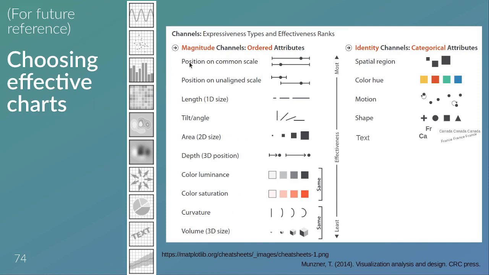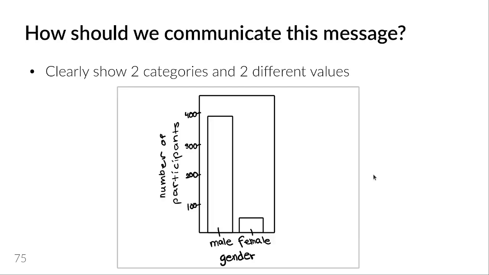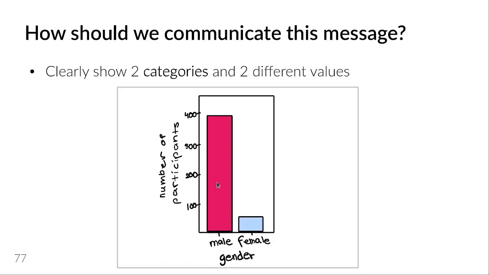So we've encoded the number as positions on a common scale, which is very effective, and we've encoded the identity of the 2 groups in spatial region, which is very effective. If we wanted to redundantly encode things, we could encode the identities in color or hue, and or the actual values in color luminance. So here I've done this. I've redundantly encoded the values with luminance. And here I've added color.